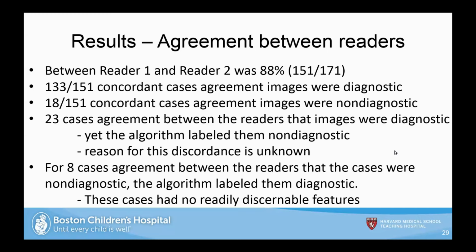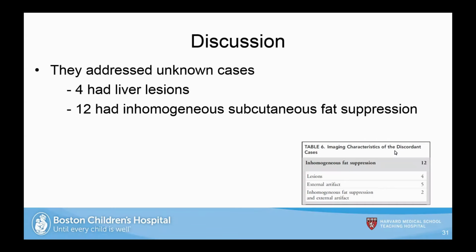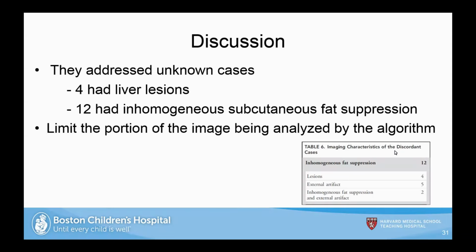So then for the results, I'll keep going here. They looked at the similarities between the training and the validation data. They said there's no significant difference between the two groups with respect to the presence or absence of liver cirrhosis or liver lesions, and the p-values were all greater than 0.05. They did pick out what those unknown images were. They had 4 liver lesions, and 12 of them had homogeneous subcutaneous fat suppression. But they didn't really explain why. They just said, oh, well, these images, we don't know what happened.